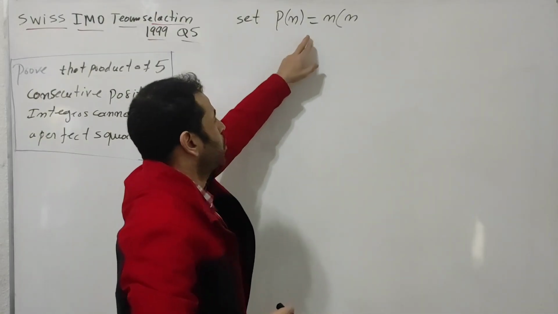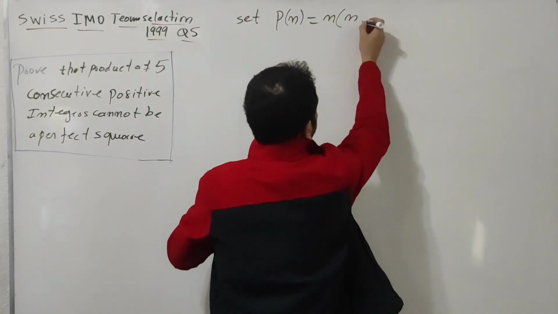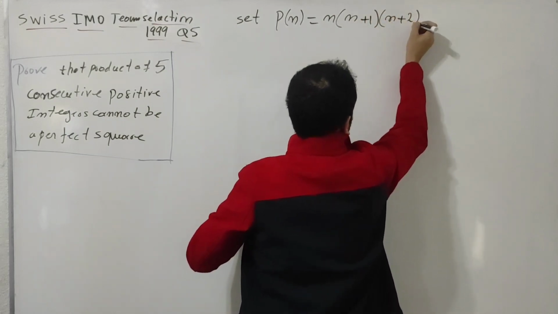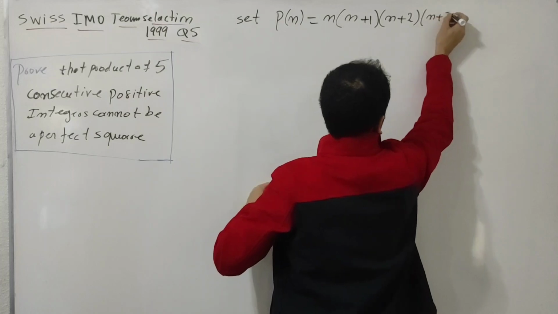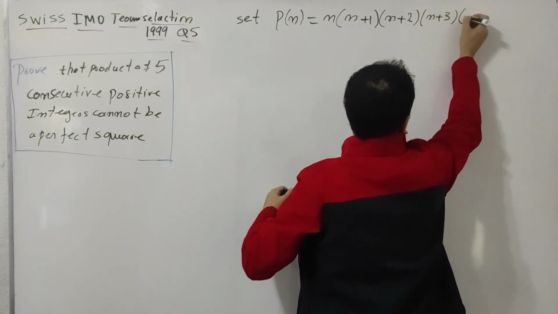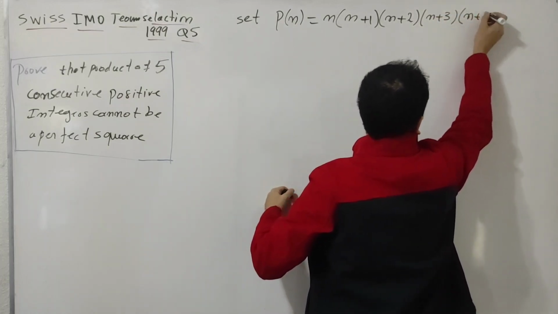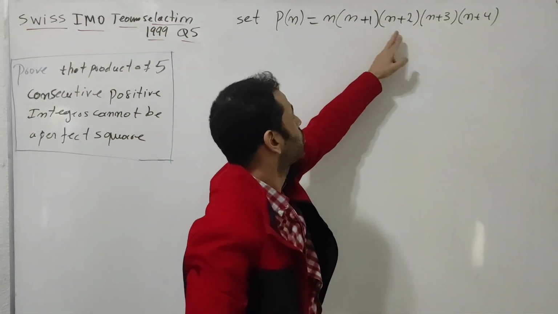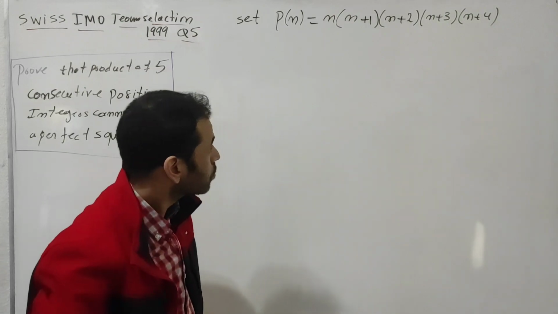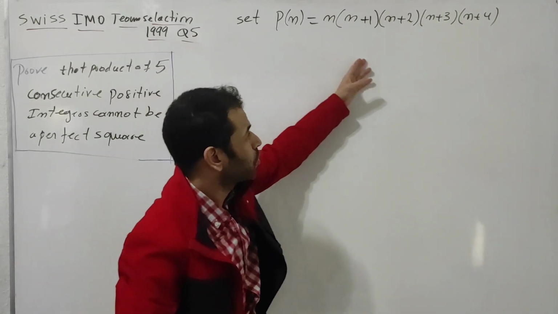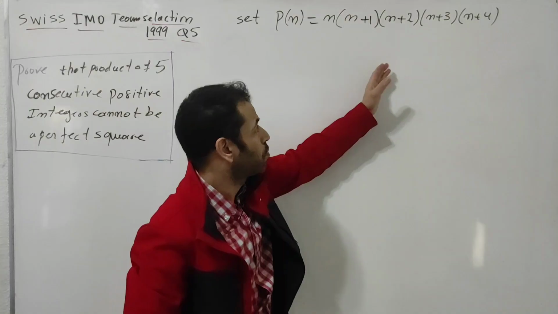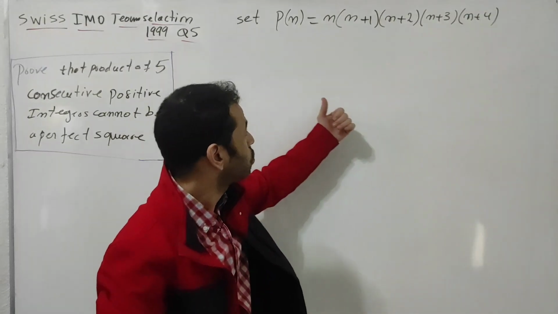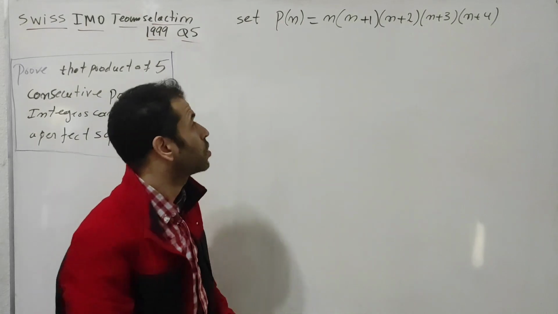Let's set P of n equals n multiplied by n plus 1, multiplied by n plus 2, multiplied by n plus 3, and lastly n plus 4. We have 5 positive integers here: 1, 2, 3, 4, 5. Now we are going to prove this number is not a perfect square. Before we go to the general proof, we are going to check some obvious cases.